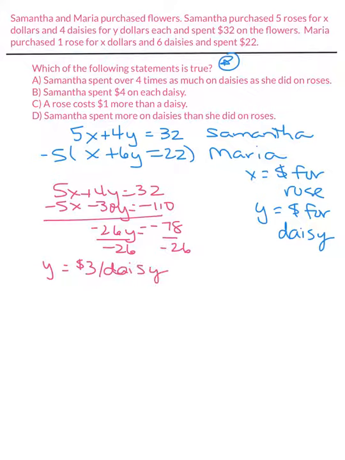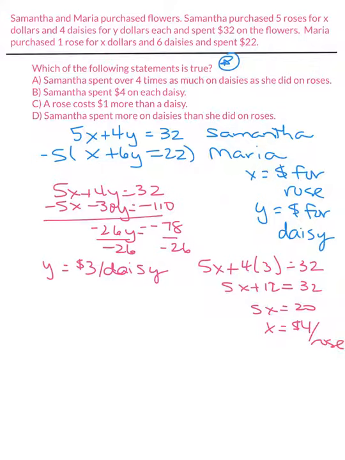Now again, I can substitute that back into my original equation. So I have 5x plus 4 times 3 is equal to 32. So 5x plus 12 is equal to 32. 5x is equal to 20. So x is equal to $4. That's per rose.